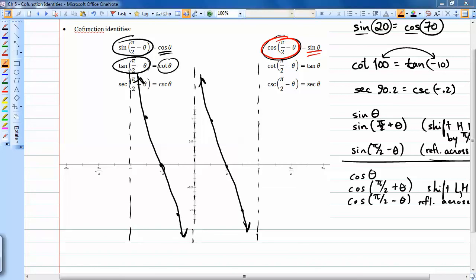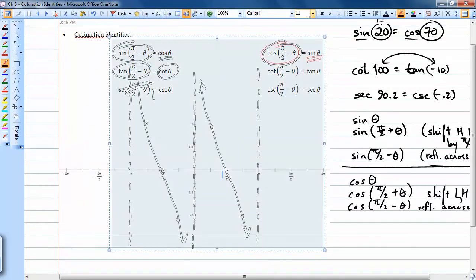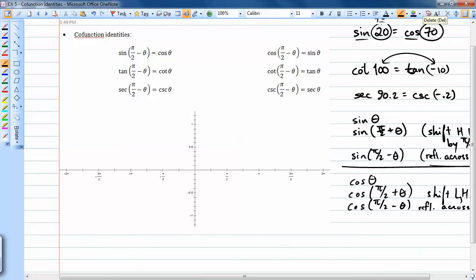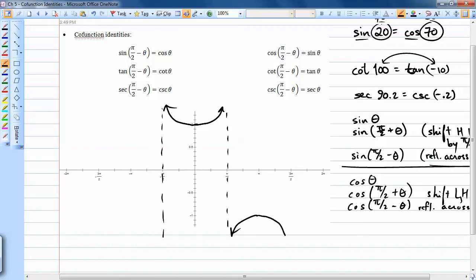Let's do the secant one and show that it's the same as cosecant. So let me just erase all this. Okay, so secant is 1 over cosine. So that one looks like this. Asymptote here, asymptote here. So here's secant. I'll just do these two.